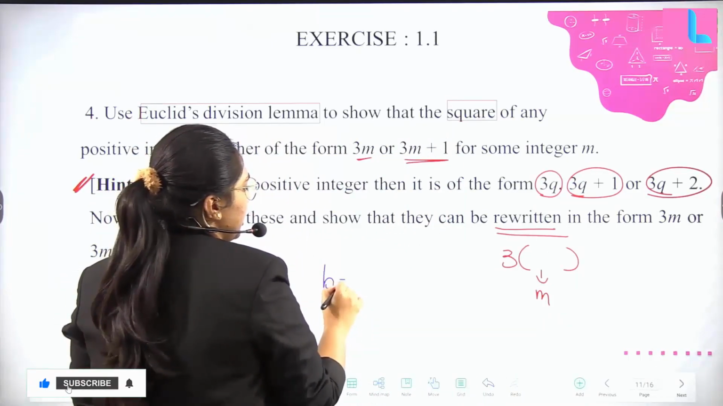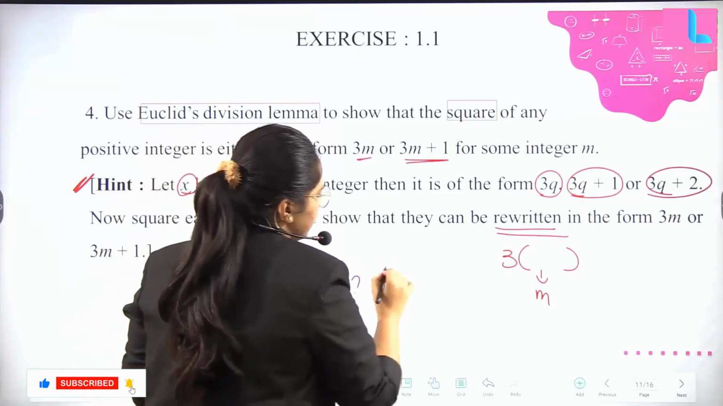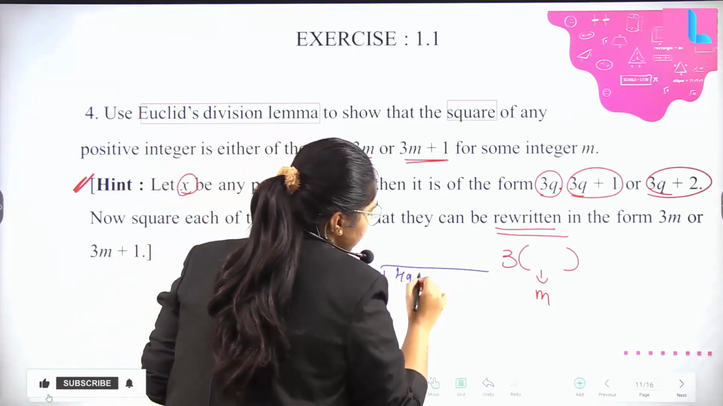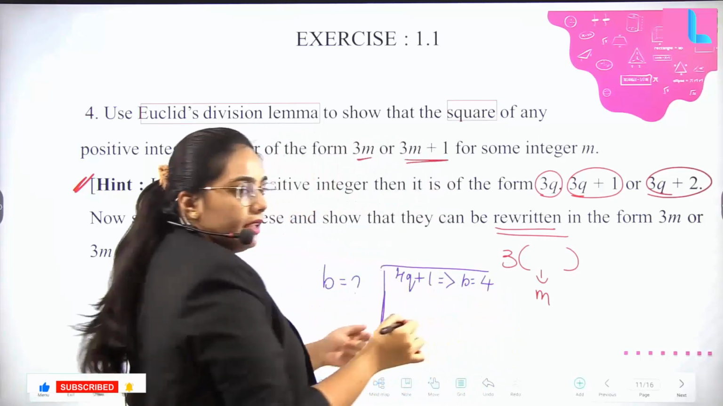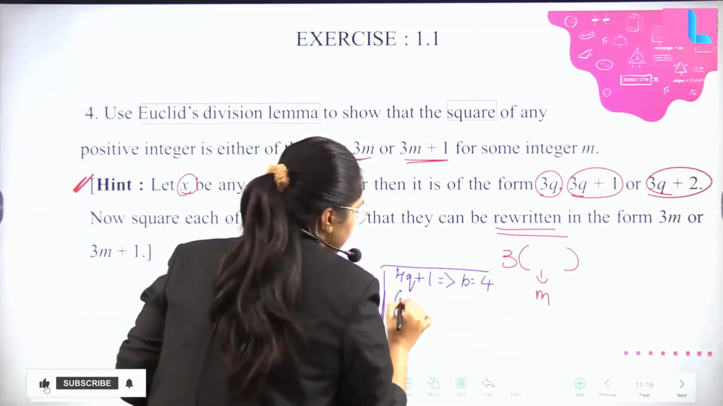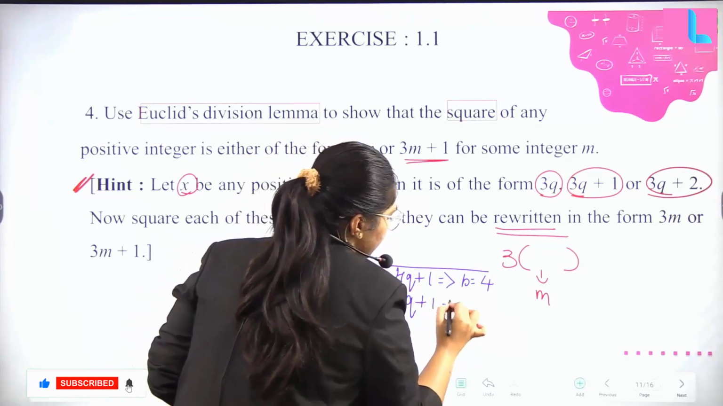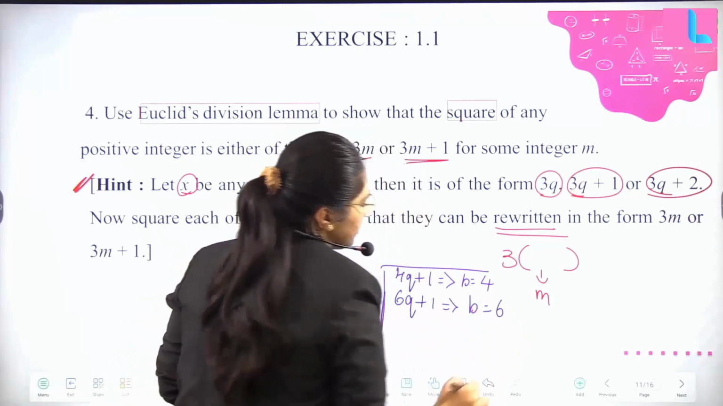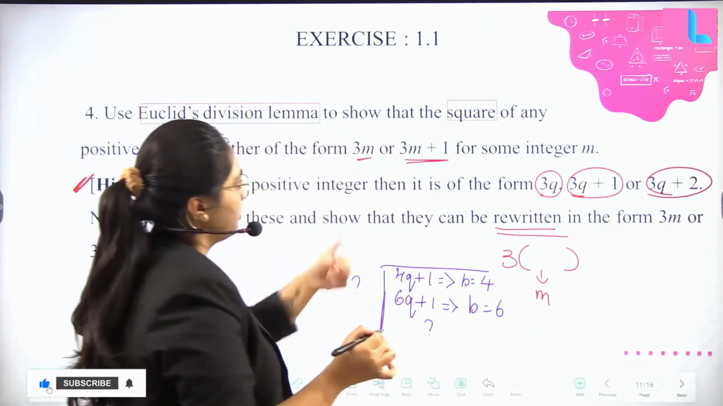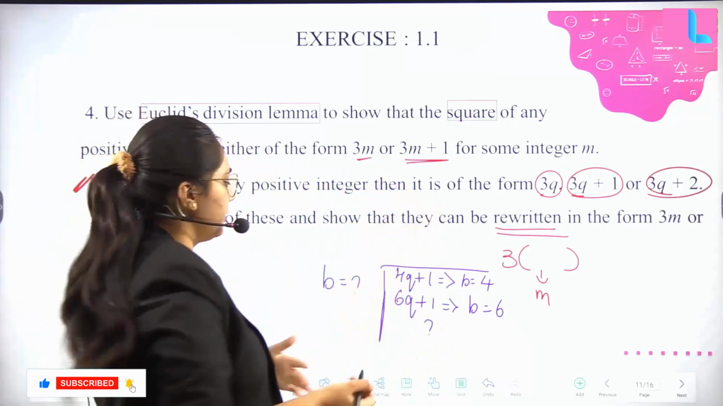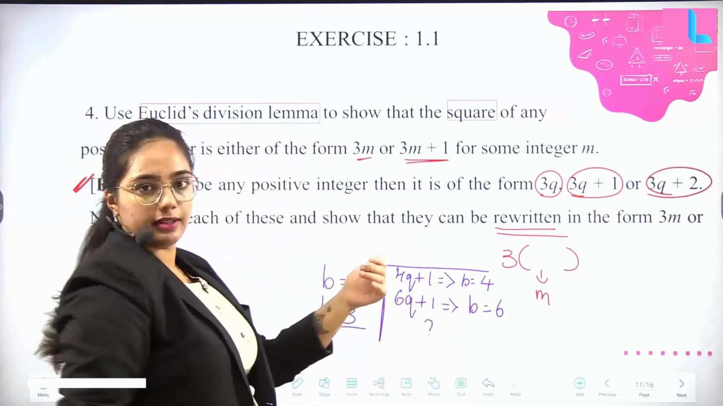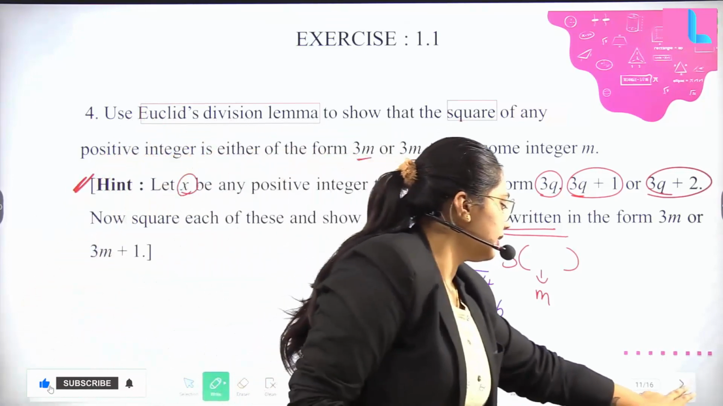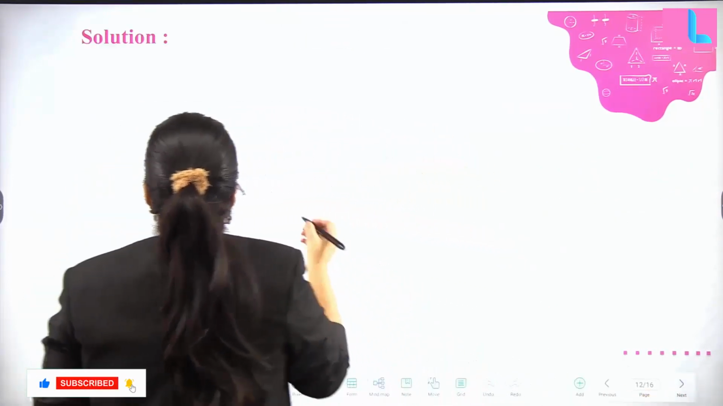What should we consider b as? In the previous question, to get 4q plus 1, we considered b as 4. In the previous second question, to get 6q plus 1, we considered b as 6. Now, for 3m or 3m plus 1, it is pretty easy. B is equal to 3. Looking only, you can tell that b is equal to 3. So we'll consider the same and write that.